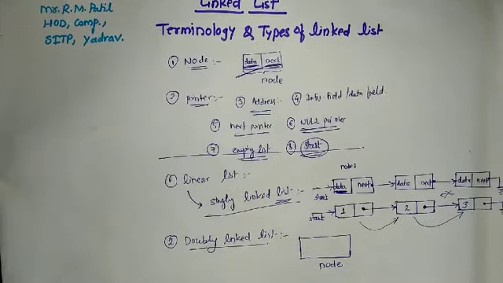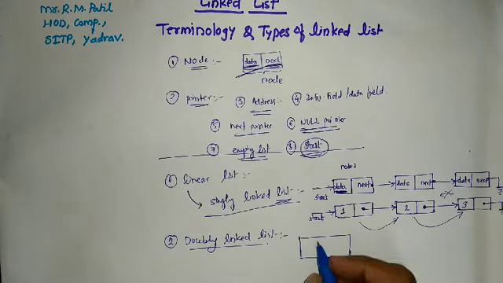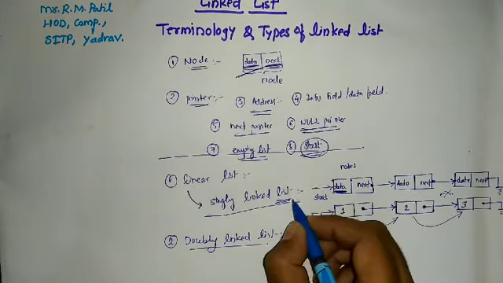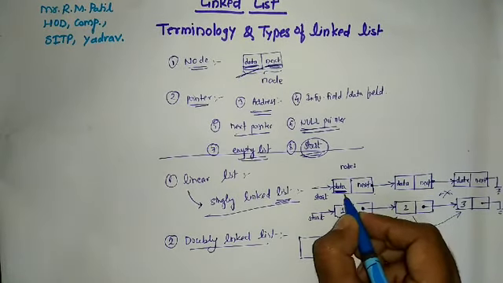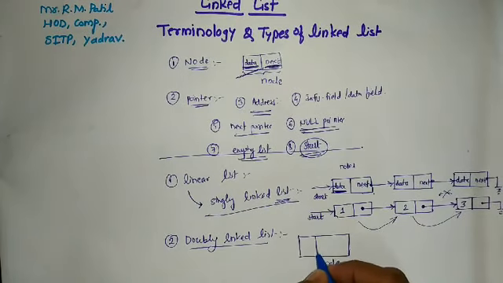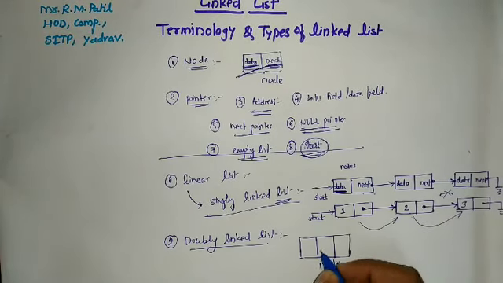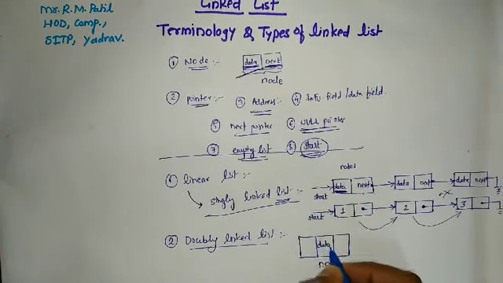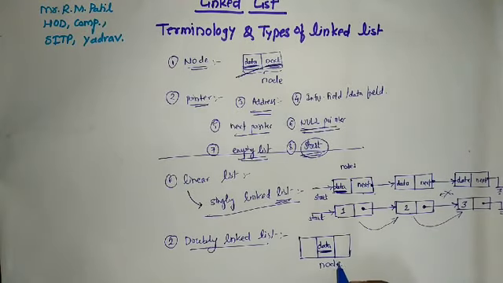So in this list, the node is going to be divided into 3 parts. In a singly linked list, the node is divided into 2 parts, but in a doubly linked list it is divided into 3 parts. The middle part is called the data field. Here the actual data or information is stored.